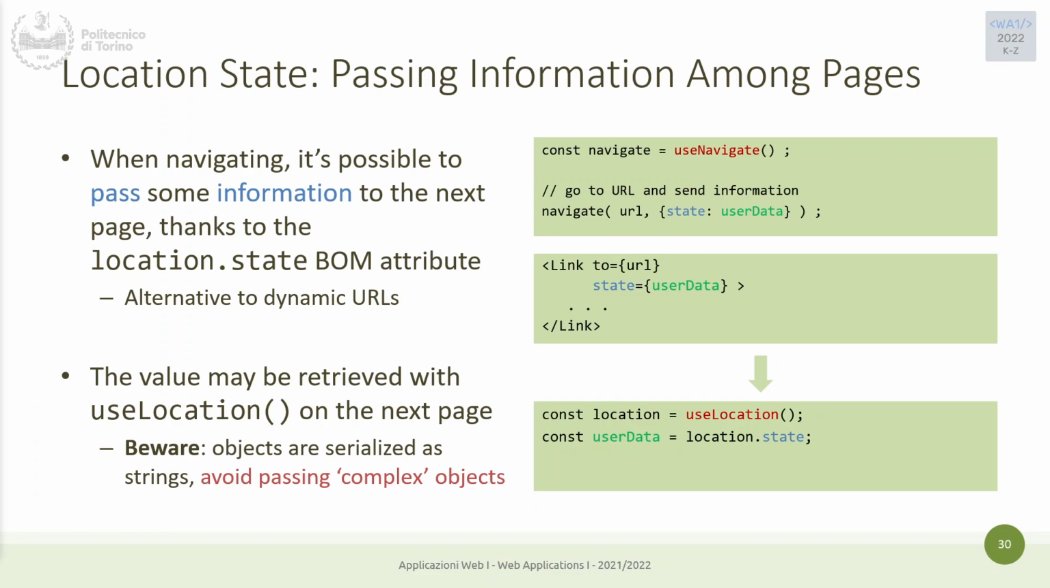Okay, location state, which is something very useful for passing information among pages. Right now, the only mechanism that we saw for passing information among pages is through an ID, through something which is parametric. But there are cases in which we need to pass more information, more complex data. For instance, think about the exam form of the React score example, or the film of our film library. It could be okay to pass an ID and then retrieve the data about the exam or about the film in a certain way.